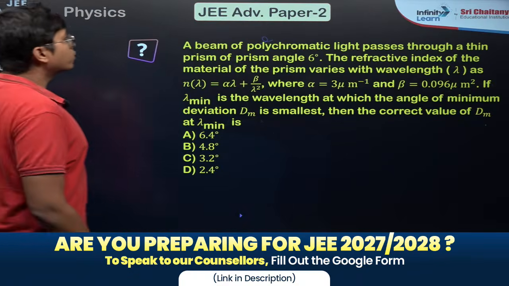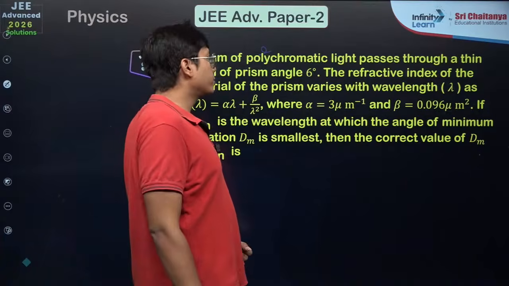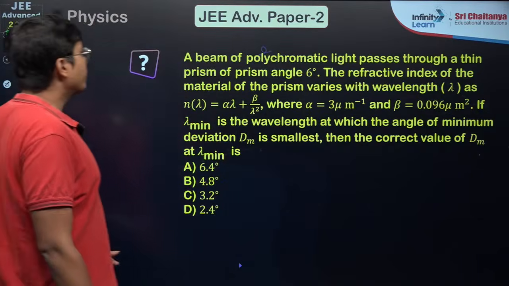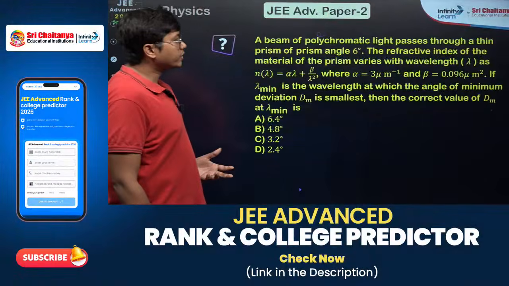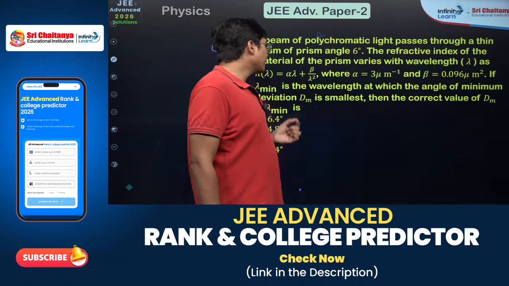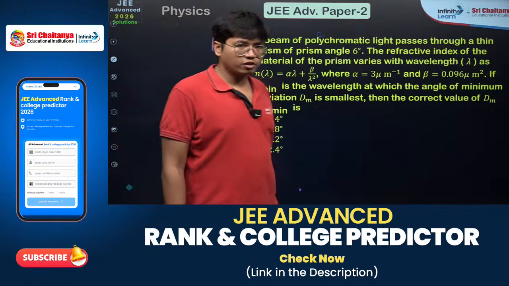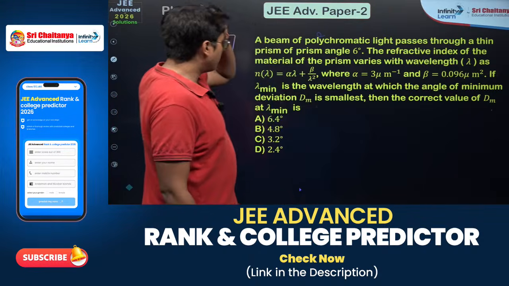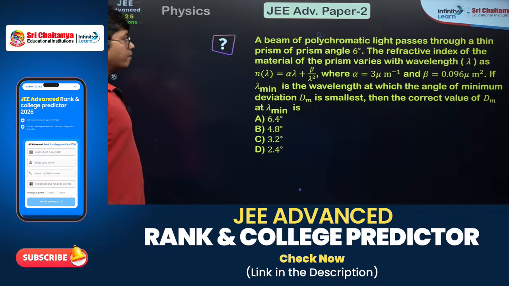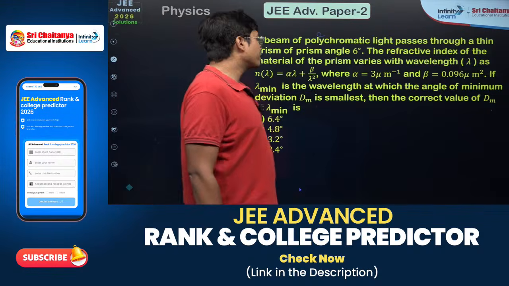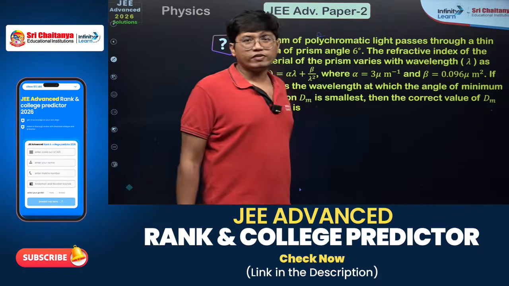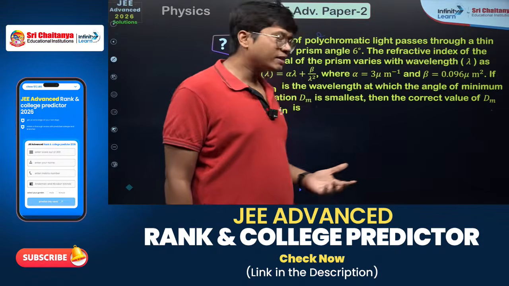It says a beam of polychromatic light passes through a thin prism of prism angle 6 degree. Refractive index of the material of the prism varies with the wavelength lambda, as n of lambda is equal to a lambda plus b by lambda square, while alpha is 3 micrometer and beta is 0.096 micrometer square. If lambda min is the wavelength at which the angle of minimum deviation is smallest, then the correct value of dm is. It's a very direct, very basic question.